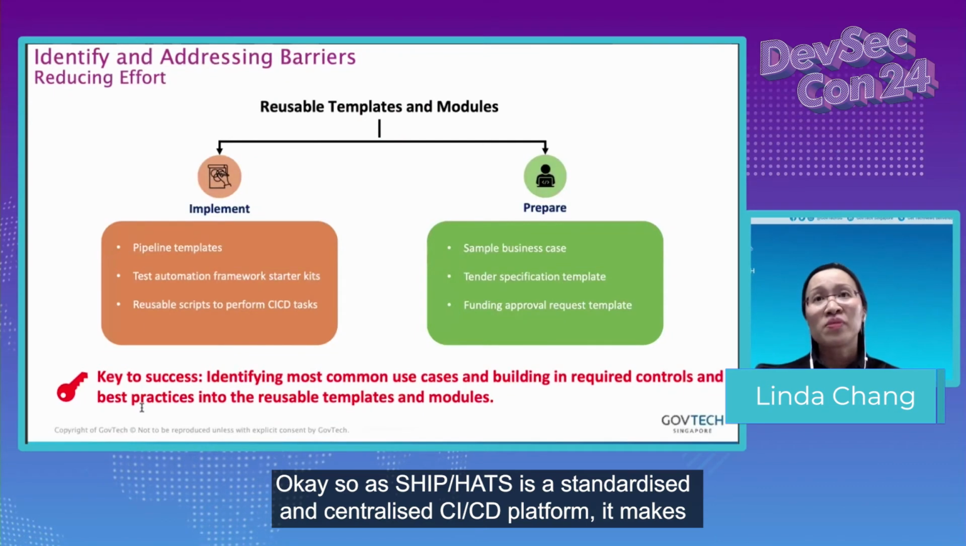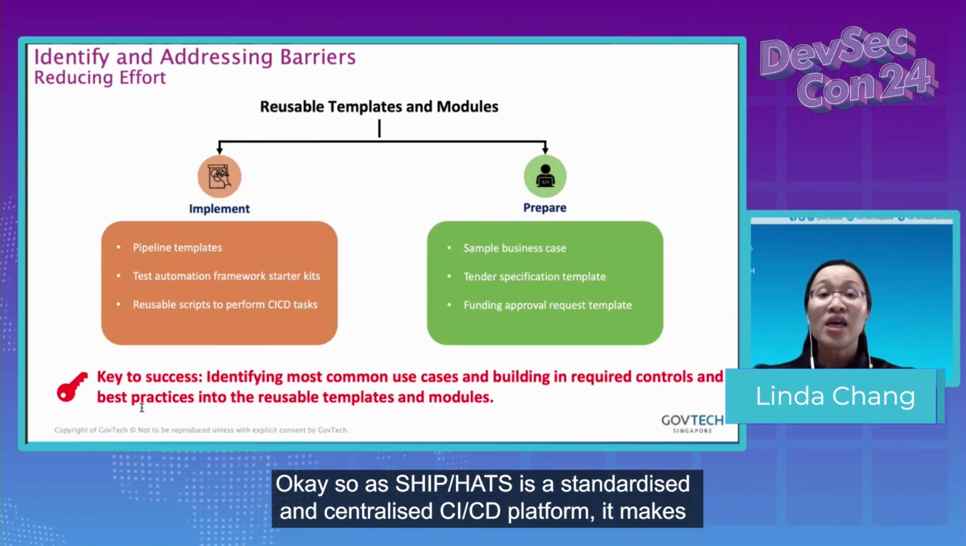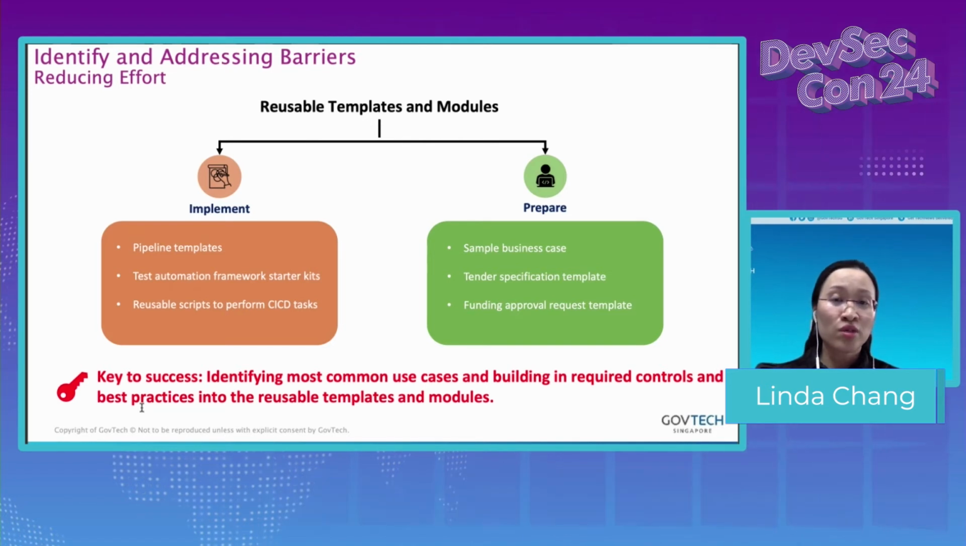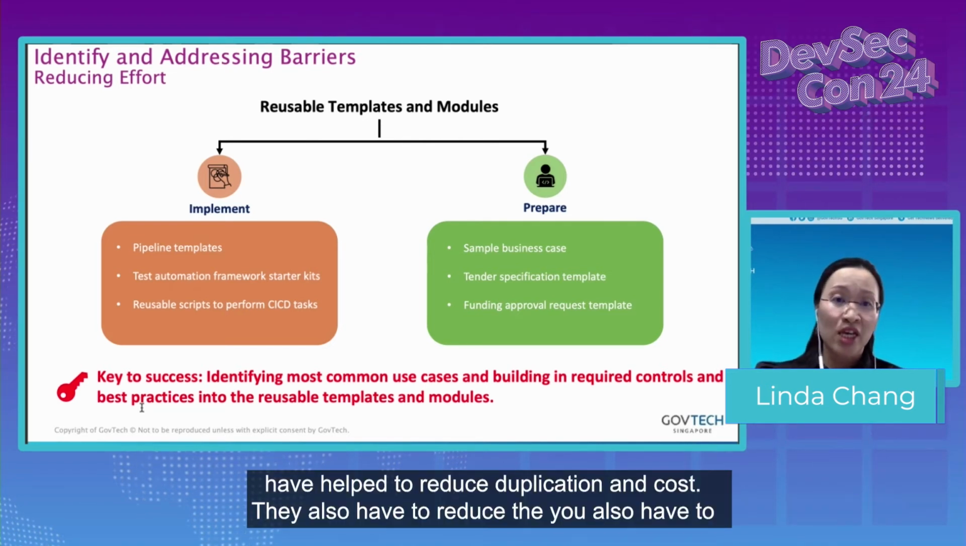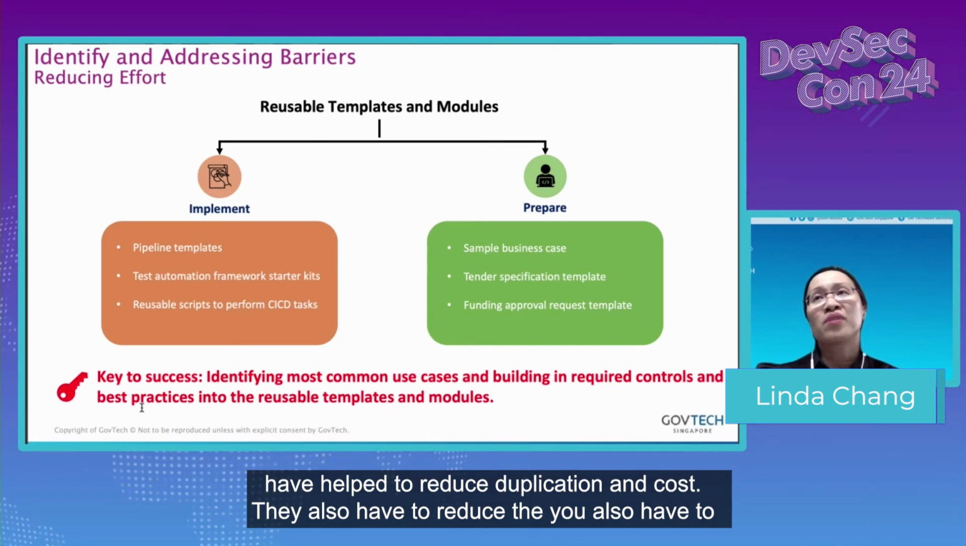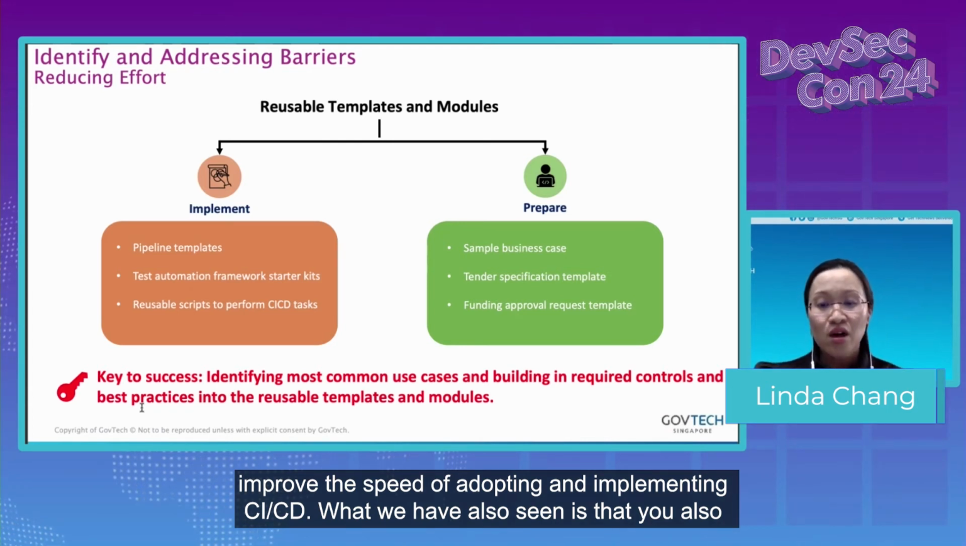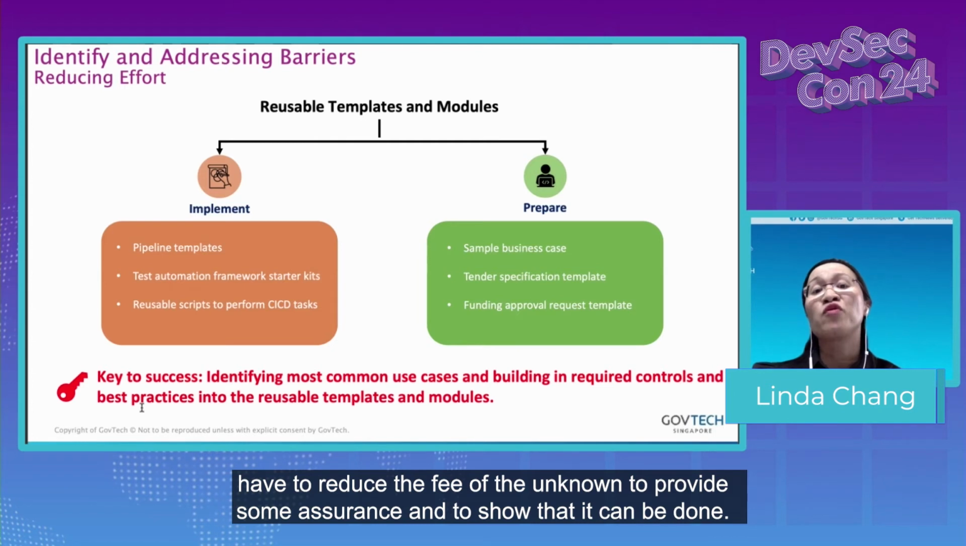Okay, as shipment heads is a standardized and centralized CI/CD platform, it makes it possible to develop reusable templates and modules. These reusable templates and modules have helped to reduce duplication and cost, and also to improve the speed of adopting and implementing CI/CD. What we have also seen is that we have to reduce the fear of the unknown, to provide some assurance and to show that it can be done.